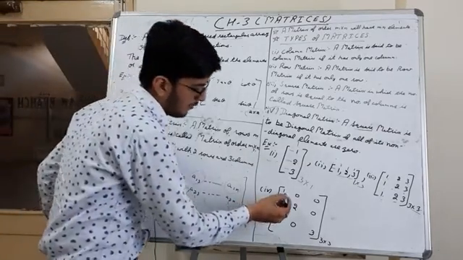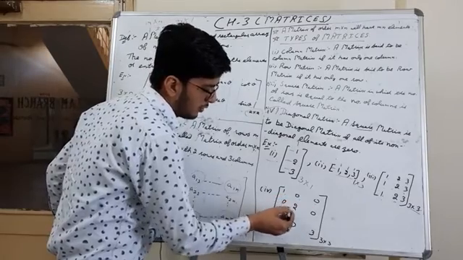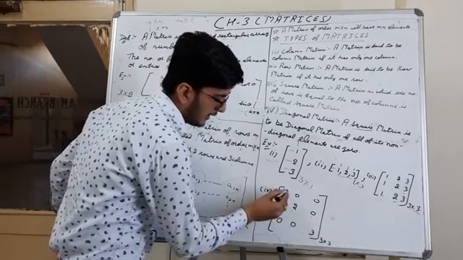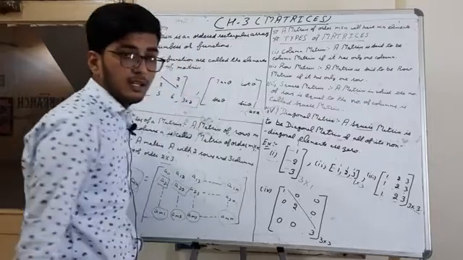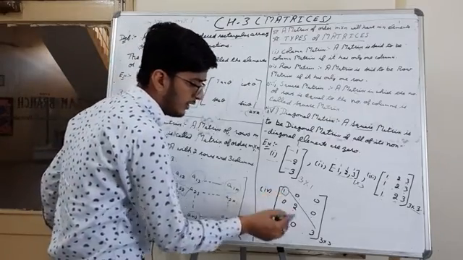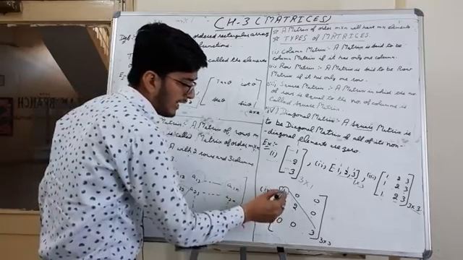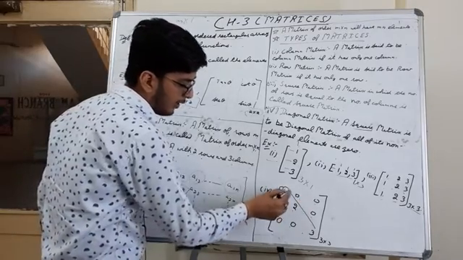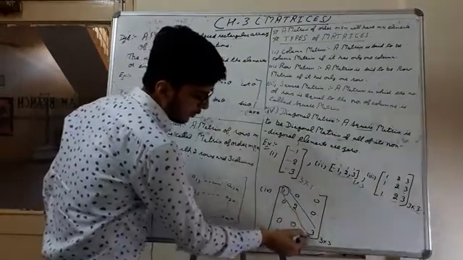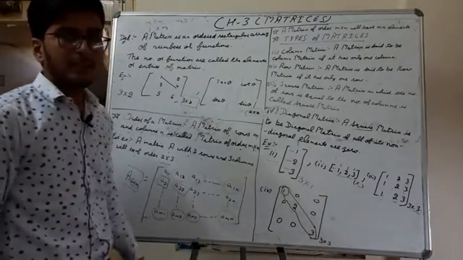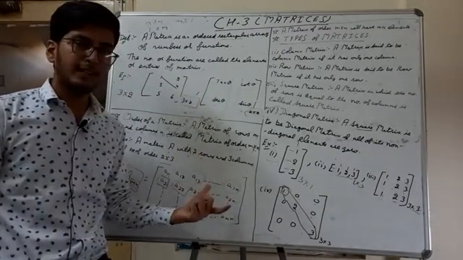So here we have one example: 1 0 0, 0 2 0, 0 0 3. See here, this is the diagonal. Diagonal elements can be 0 or non-zero, we don't have to worry about that, but all the non-diagonal elements must be 0. And you can see the other non-diagonal elements are 0, right?